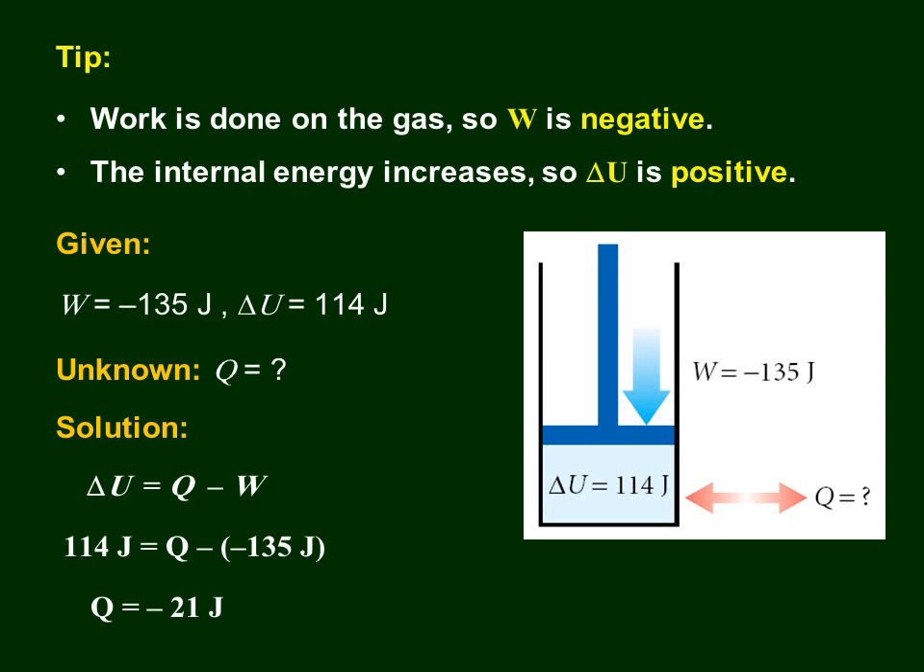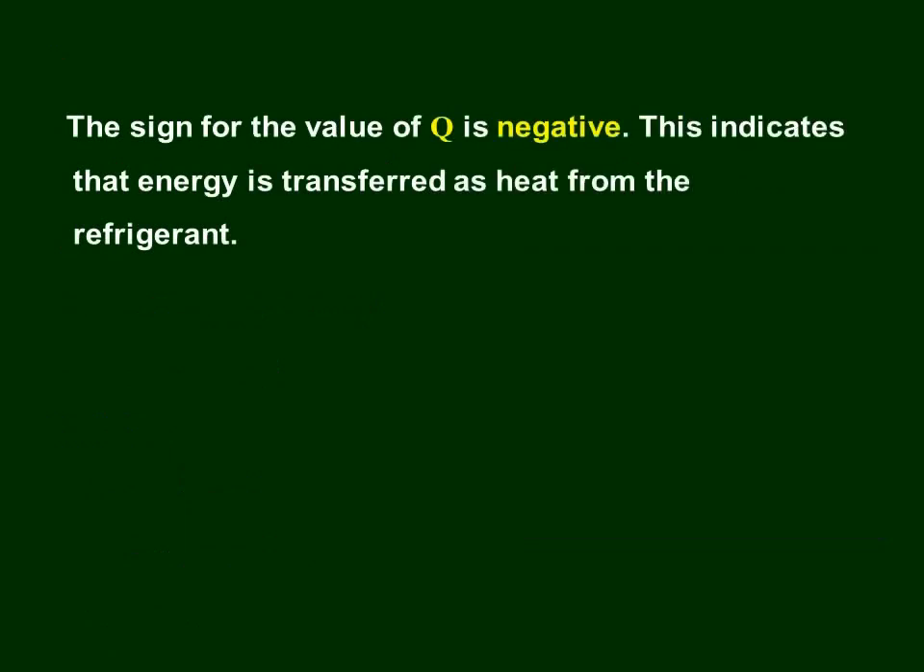What do you observe here? The sign for the value of Q is negative. This indicates that energy is transferred as heat from the system, from the refrigerant. Heat is transferred out, so Q is negative. Heat is taken out.